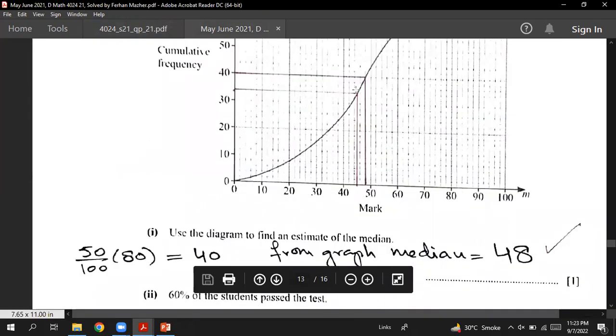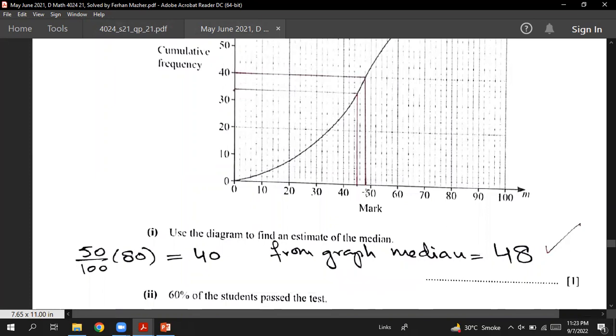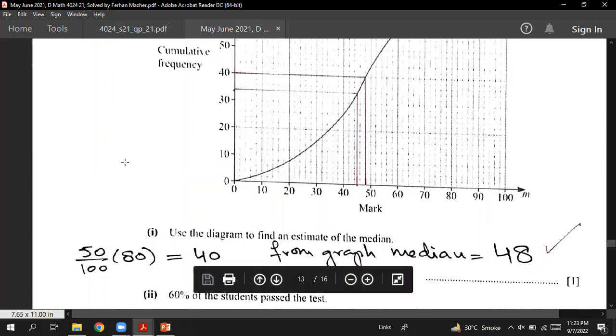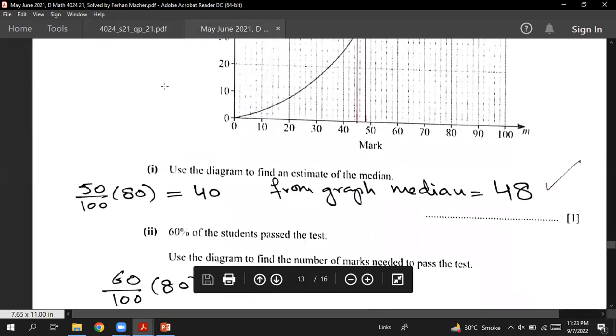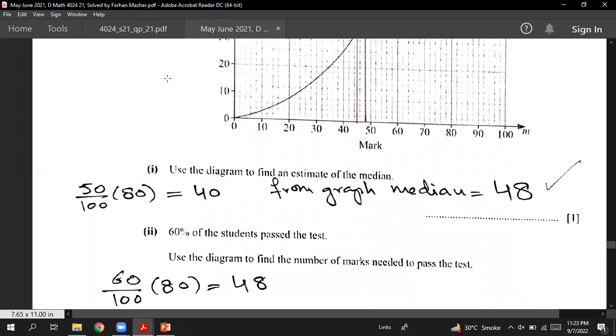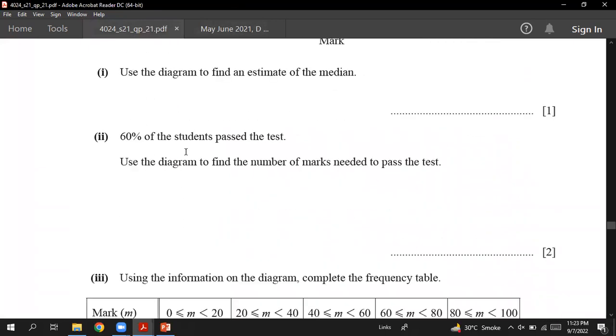So here we go. From 40, I've drawn a line here. When you cut the graph, you go downstairs, and this reading is 48. So from the graph, we know that the median is approximately 48. Okay, now the next thing.